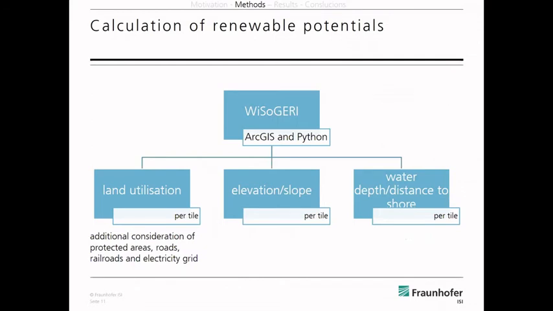We have a model which is called RISO-GERI, which combines ArcGIS and Python. And with this model, we can calculate the land utilization, the elevation and slope, the water depth and distance to shore per tile, which is really important for our renewable potentials. And we also take into account protected areas, roads, waterways, and the electricity grid for our calculations.